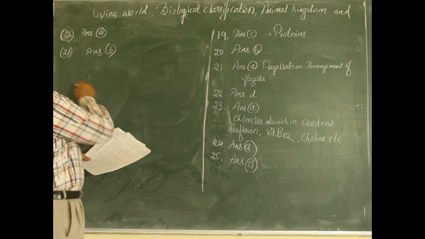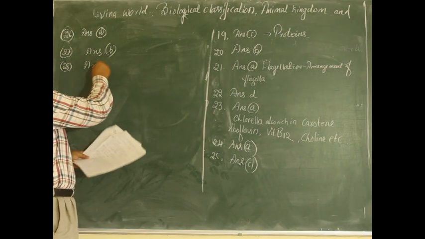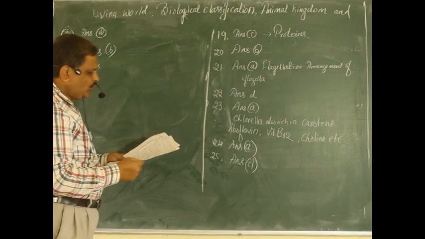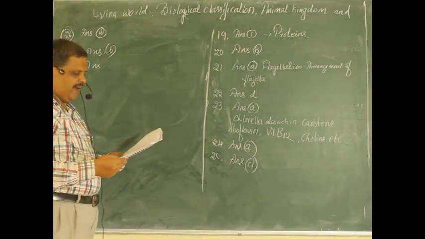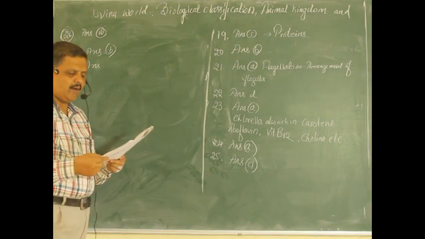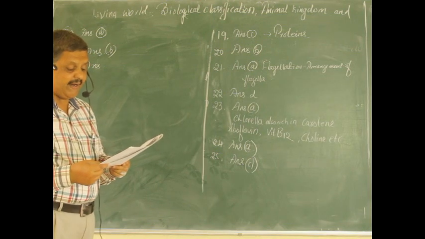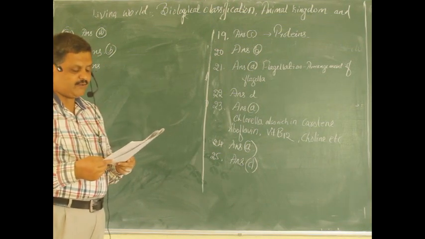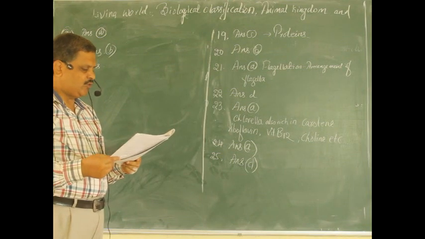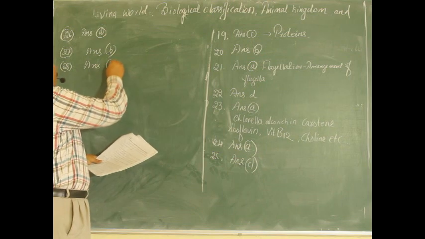Question 28. In bryophytes, option A, both generations are independent. Option B, sporophytes depend upon gametophyte. Option C, sporophytes complete their life cycle. Option D, gametophytes depend on sporophytes. So the answer is option B.